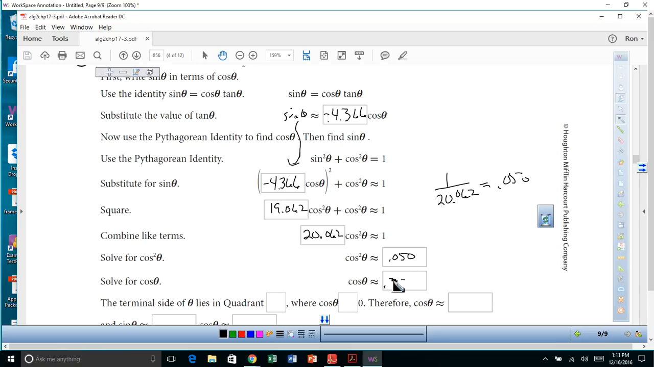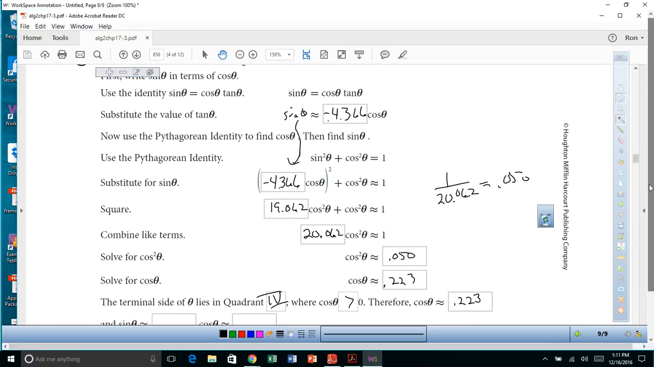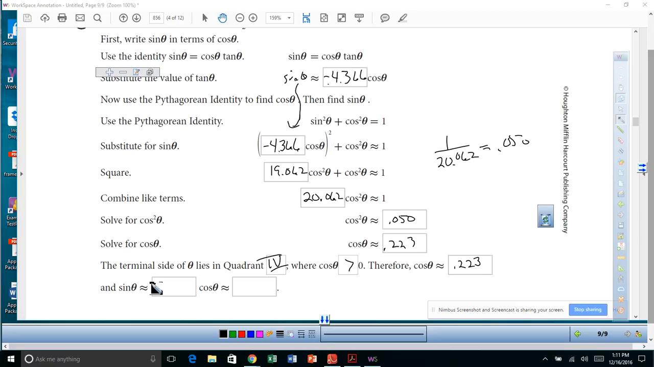So 0.223. The terminal side of theta lies in quadrant 4, we decided that at the very beginning, where cosine theta is greater than 0, so it's positive. Therefore, cosine theta is approximately 0.223. And sine theta is negative 0.974.